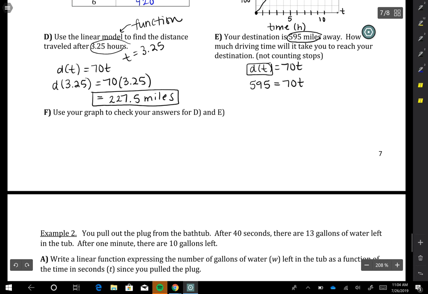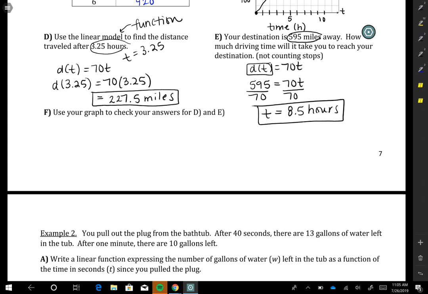And then again, using my calculator, I'm going to type 595 divided by 70, and I get 8.5. And I'm going to label that because it's time, that's hours. So it'll take 8.5 hours to get to our destination if it's 595 miles away. Letter F, use your graph to check your answers for D and E.